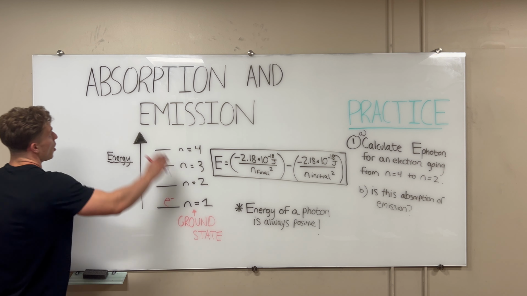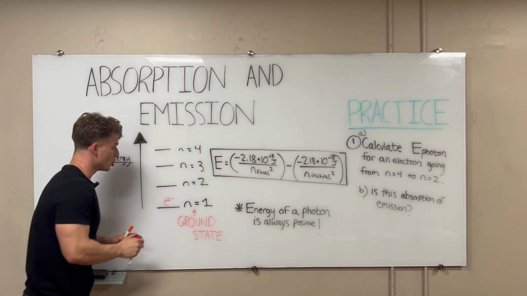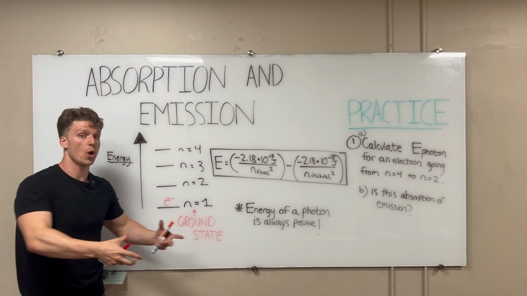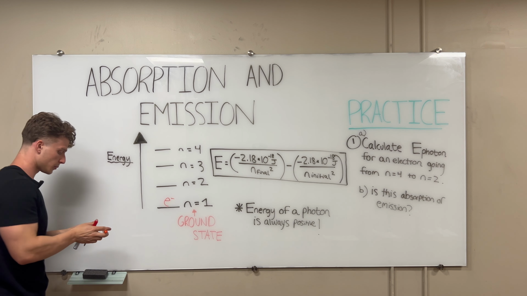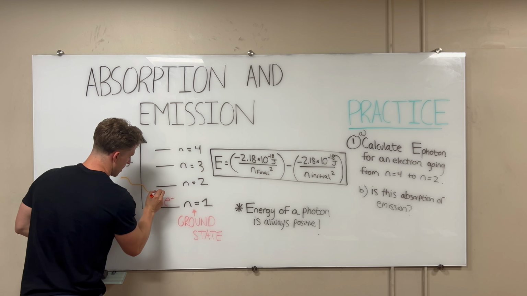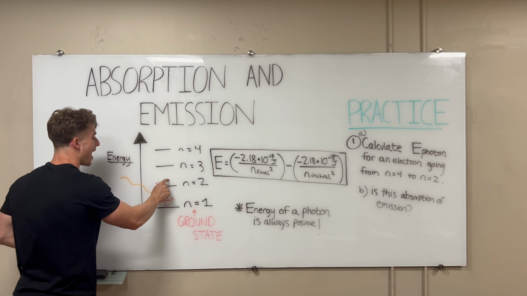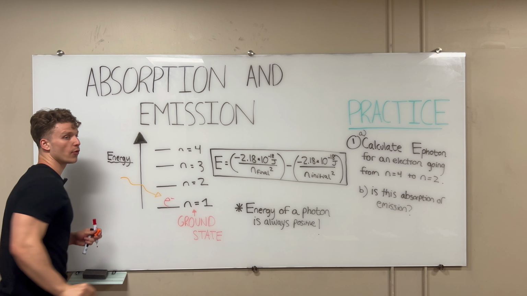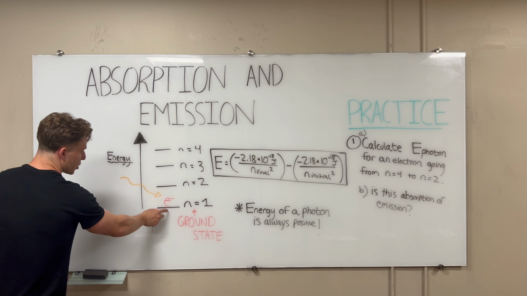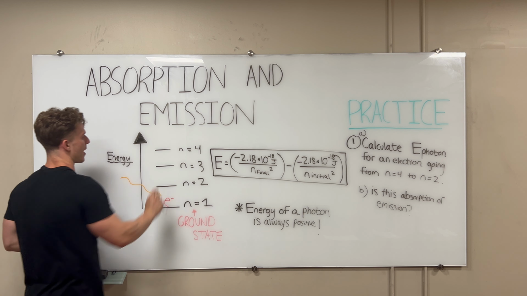Now, when we talk about absorption, what we mean is we are going to give this electron energy. In other words, the electron is going to absorb energy. We can draw that with this arrow here. It is going to absorb energy to go to a higher energy level, right? So absorption is giving an electron energy. It can absorb that energy and go to a higher energy level.